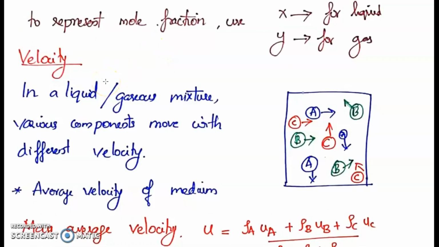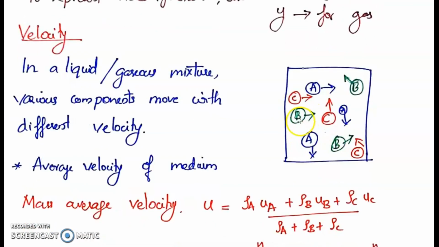So to find the rate of mass transfer, we also need to know the velocity of individual molecules inside a vessel or a medium. In a liquid or a gaseous mixture, various components will move with different velocity. So we need to know two things here. We need to know the velocity of individual components. Also, we need to know the average velocity of the medium. By this I mean average velocity of all the components present in the medium.